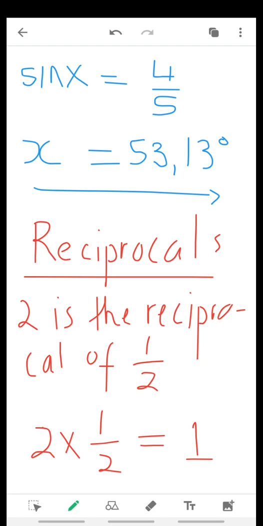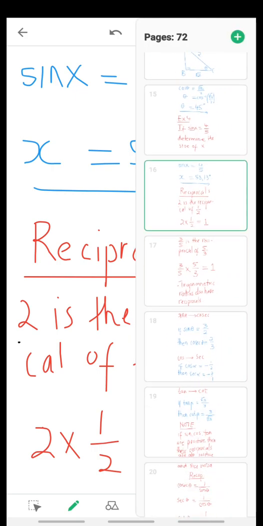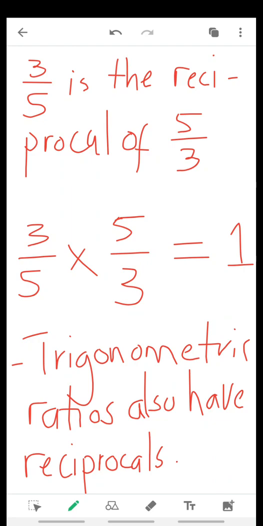Okay, when we multiply the two numbers, the number itself and its reciprocal, we must get 1. Okay, now let us look at the next slide. If I have 5 over 3, then I ask you, what is the reciprocal of 5 over 3? It is the opposite of that, which will be 3 over 5, because when I multiply the two numbers, I'll be getting 1.